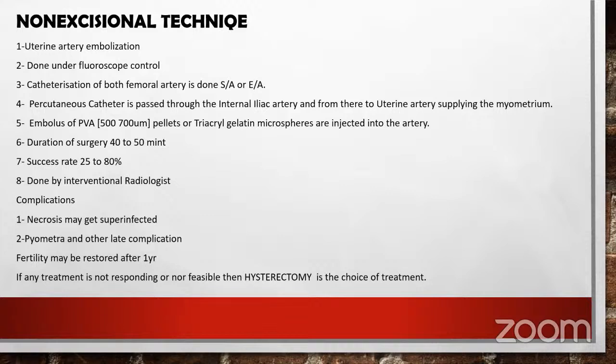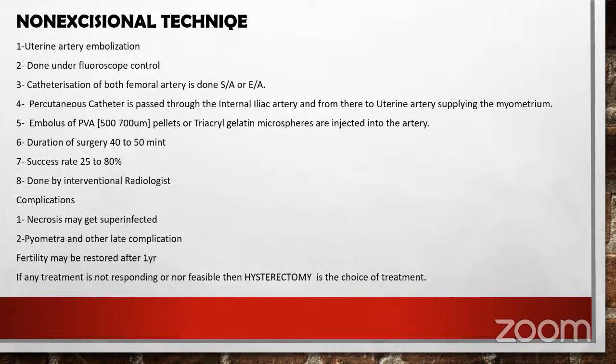Non-excisional techniques include uterine artery embolization, done under fluoroscope control. Catheterization of both femoral arteries is done under spinal or ether anesthesia. Percutaneous catheter is passed through the internal iliac artery and from there to the uterine artery supplying the myometrium. Embolus of PVA 500 to 700 pellets or triacryl gelatin microspheres are injected into the artery. Duration of surgery is 40 to 50 minutes. Success rate is 25 to 80%, done by an interventional radiologist.